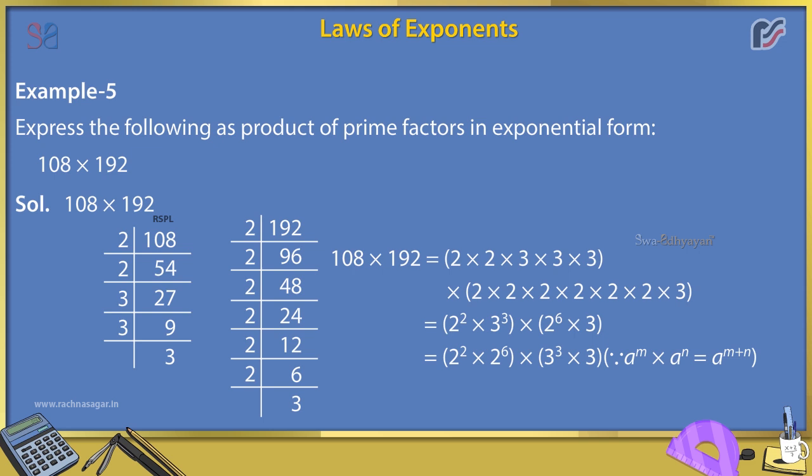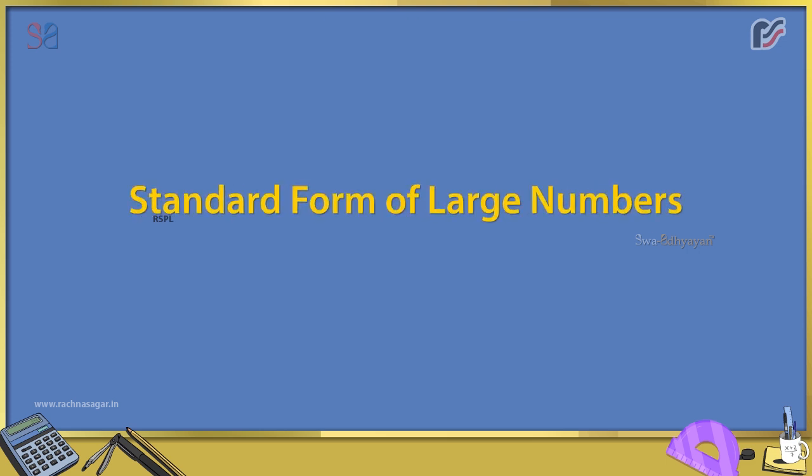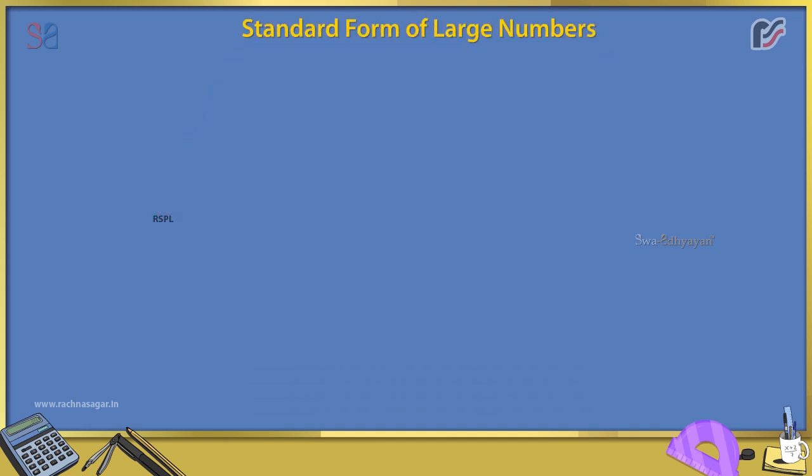Because a raised to the power m into a raised to the power n is equal to a raised to the power m plus n, which is equal to 2 raised to the power 8 into 3 raised to the power 4. Standard form of large numbers.